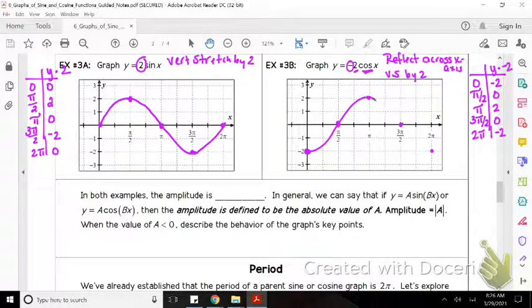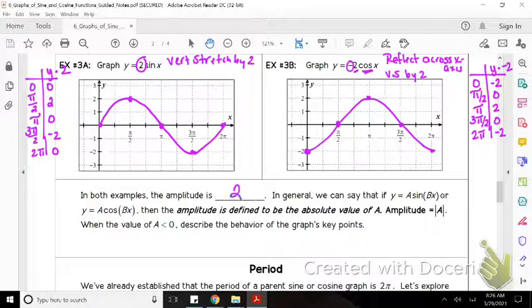And if we compare it to the first table that we did on the second page of our notes, we can see that that's not a great graph, sorry. And so we can tell that it did reflect, because cosine originally started on the y-axis at the top. Now it's at the bottom. But again, it's hard to tell that it stretched because of the different scale on our y-axis. All right. But in both examples, the amplitude is 2.